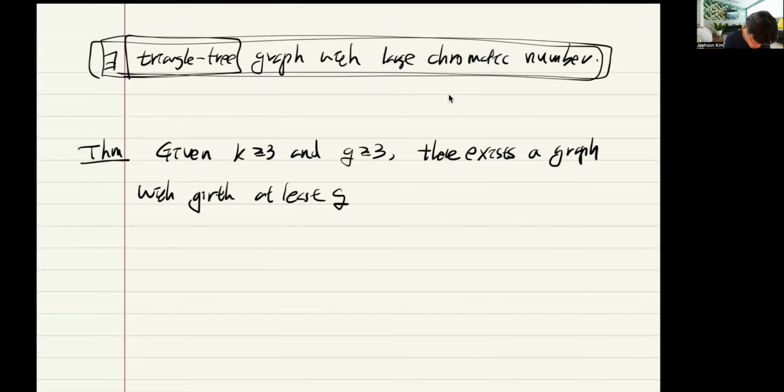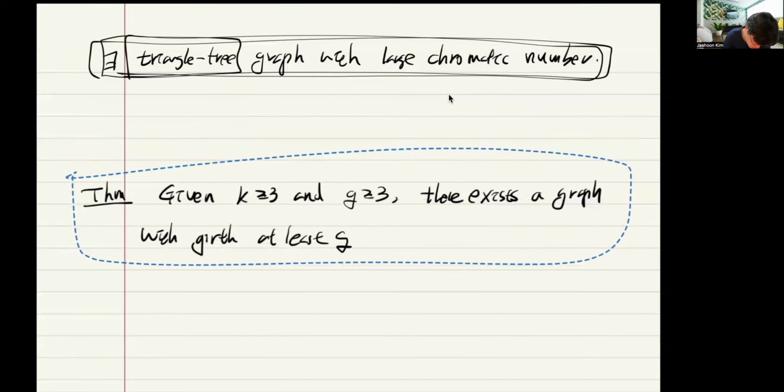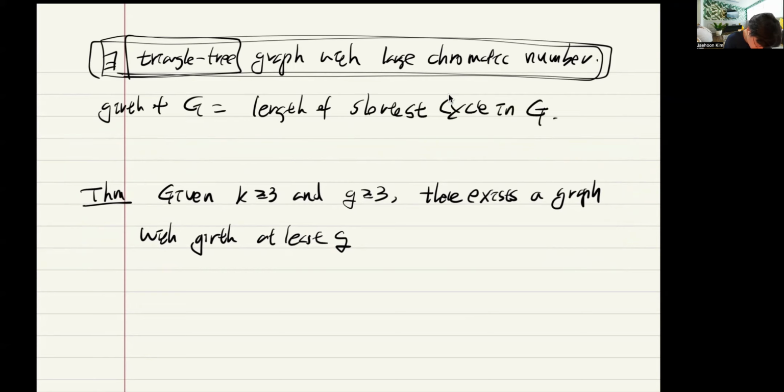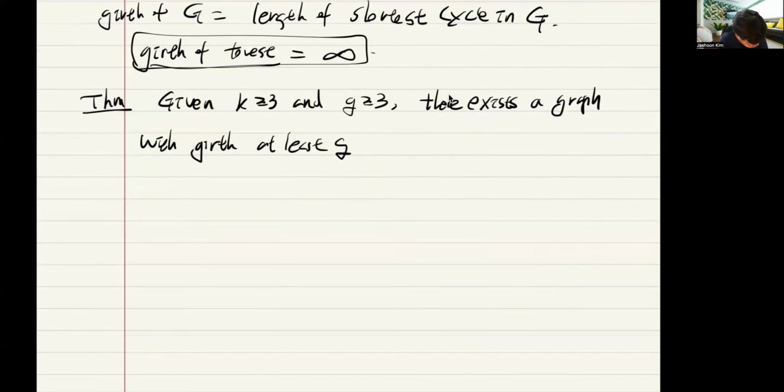So I don't remember whether we defined girth, but the girth of G is the length of the shortest cycle of G. And we define the girth of a forest, which doesn't have any cycle, to be infinity.